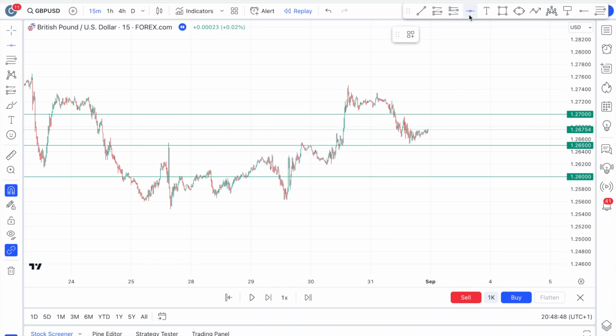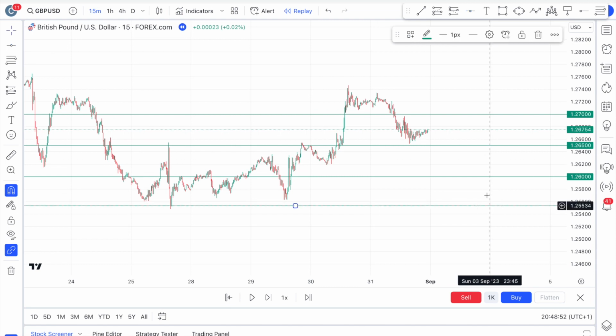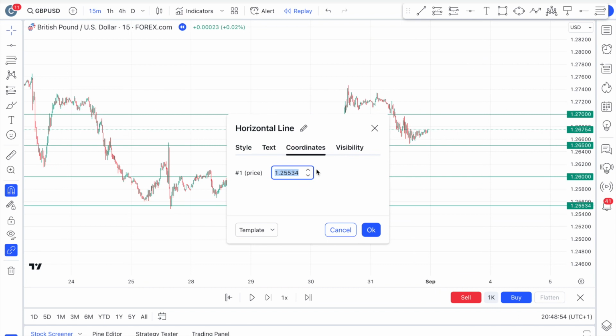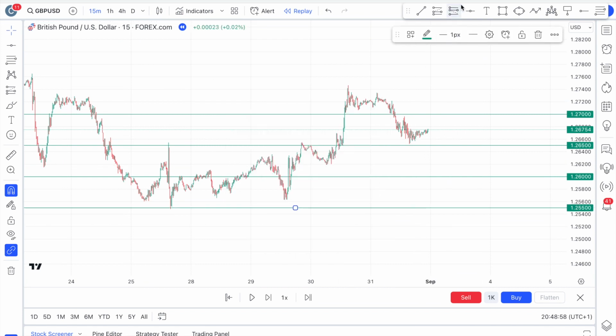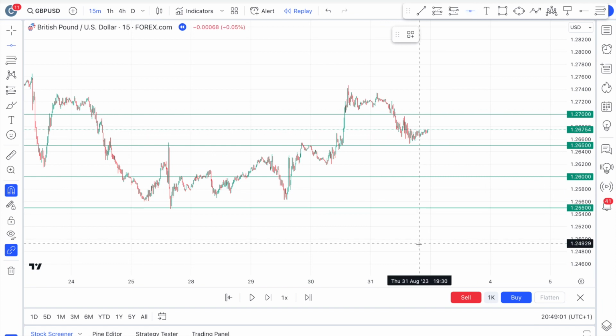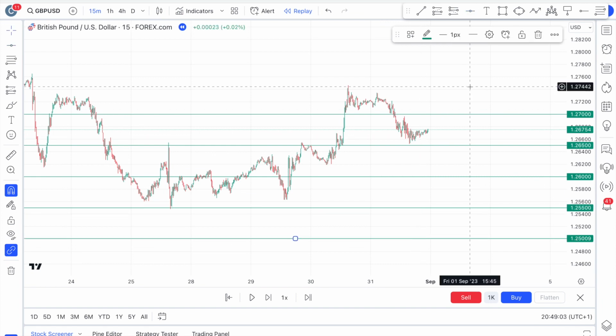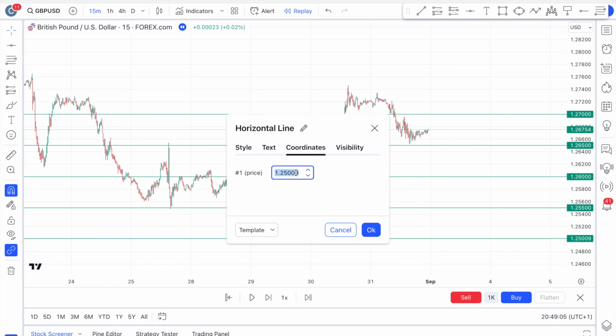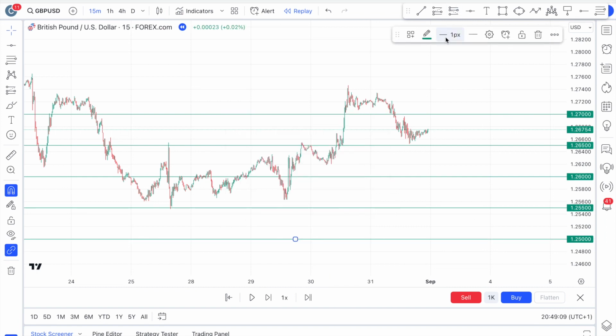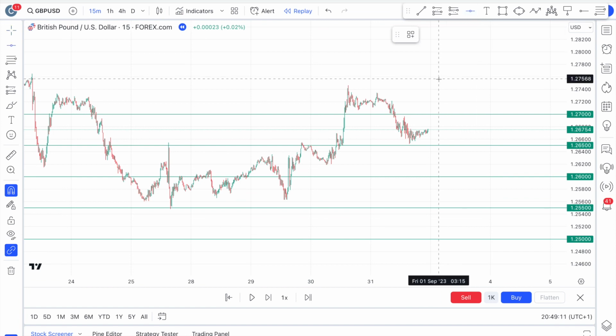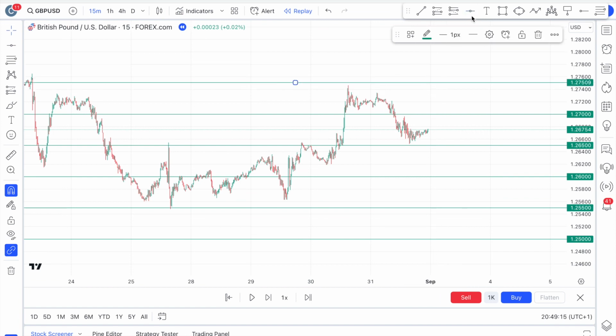The next one will be 1.2550. The next one will be 1.2500. Then at the top will be 1.2750.